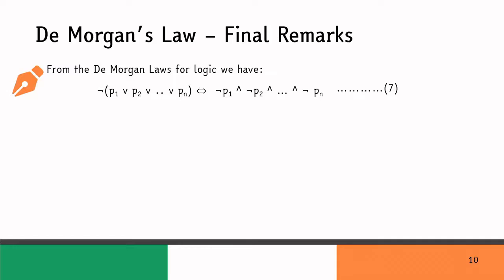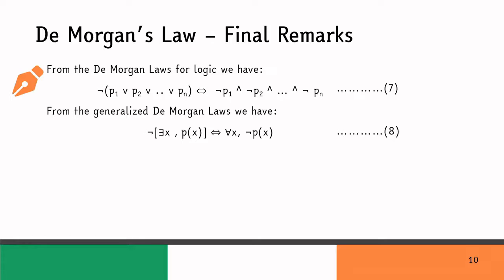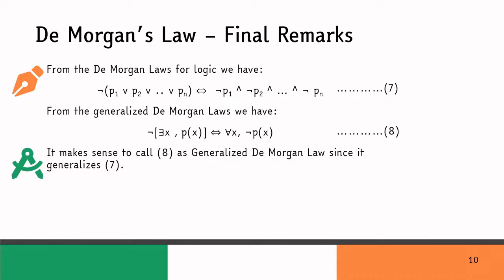This is a negation of disjunction of all the propositions, which results in the conjunction of individual negations. The generalized De Morgan's law for the negation of the existentially quantified predicate can be represented as the following. Negation of there exists x such that P of x is equivalent to for all values of x, negation of P of x. This can be represented as statement number 8. Similar to what we saw for the previous expression, in this case, statement 8 generalizes statement 7 and is thus called the generalized De Morgan's law.